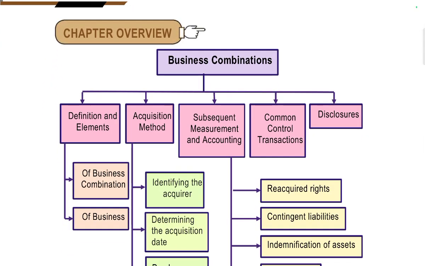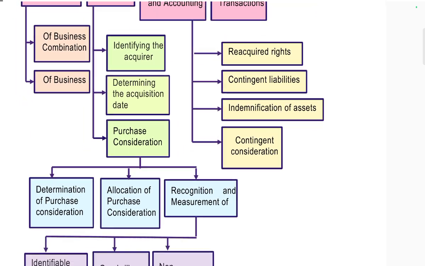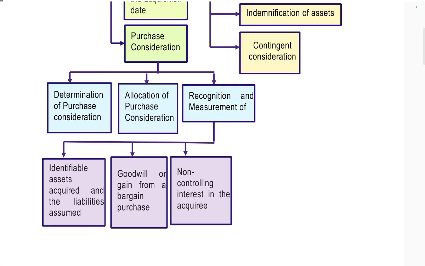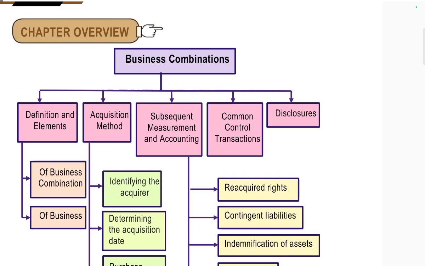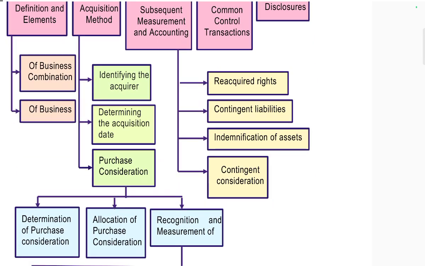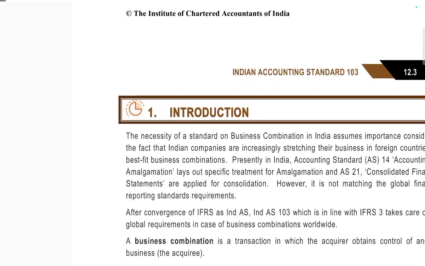Business combination: the definition and elements of a business combination and of a business. Acquisition method: identify the acquirer, determine the acquisition date, determine the purchase consideration, allocation of purchase consideration, recognition and identifying assets acquired and liabilities assumed, goodwill or gain from bargain purchase, non-controlling interest of the acquirer. Subsequent measurement and accounting of reacquired rights, contingent liability, indemnification assets and contingent consideration, common control transactions and disclosure.